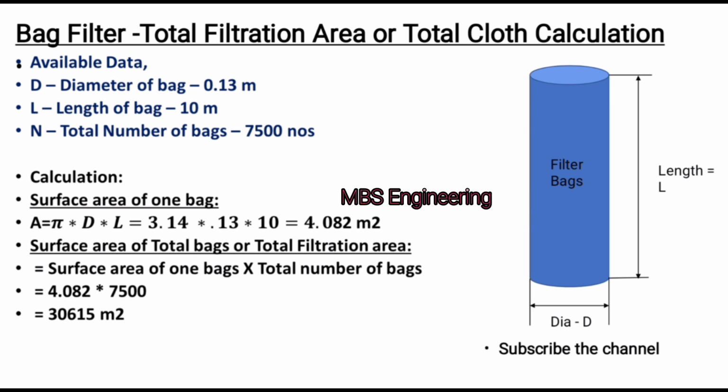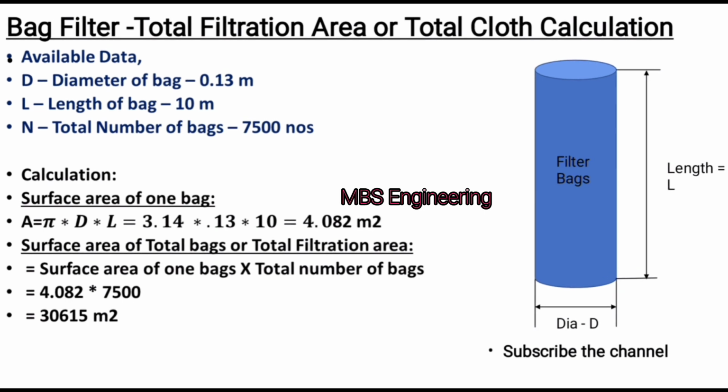Next, surface area of total bags or total filtration area equals surface area of one bag multiplied by total number of bags. Based on the above equation, 4.082 multiplied by 7500. We got the total filtration area or total cloth area as 30,615 square meter.